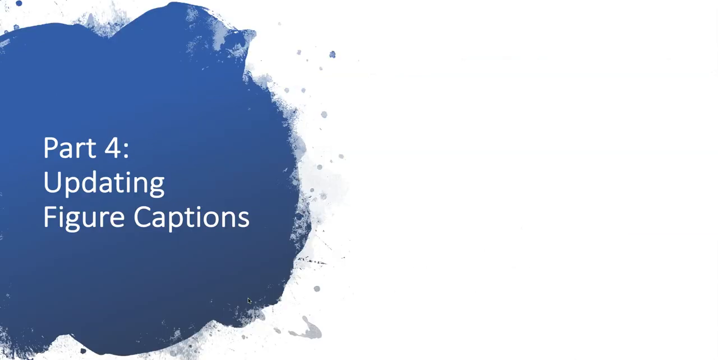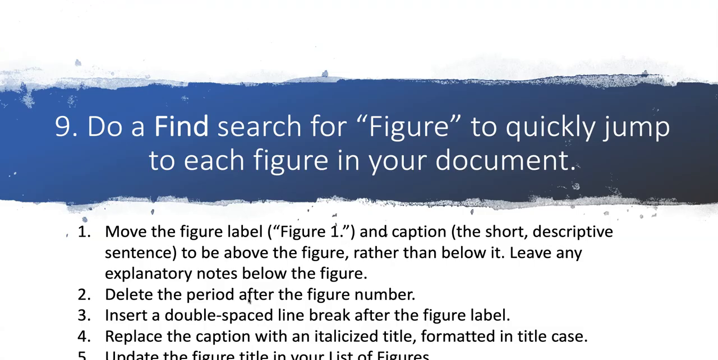Part 4. Updating figure captions. So a change in APA 7th edition is that figure captions now go on top of the figure just as they do with tables. In fact, there's some formatting changes to make it look just the same as when you're listing a table. So go ahead and do a find search for figure to quickly jump to each figure in your document. Move the label, figure 1 period, figure 2 period, and the caption to be above the figure rather than below it. Leave any notes below the figure.